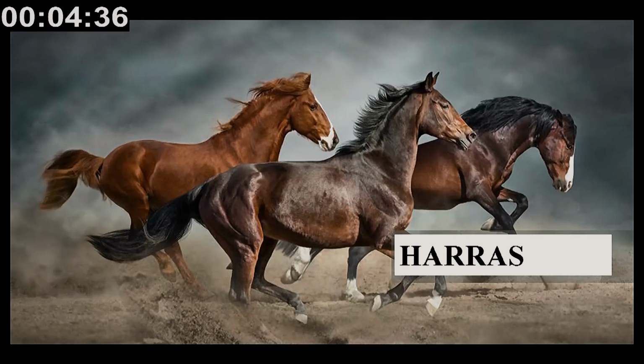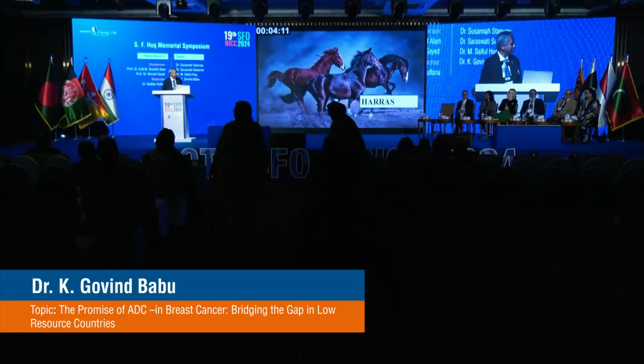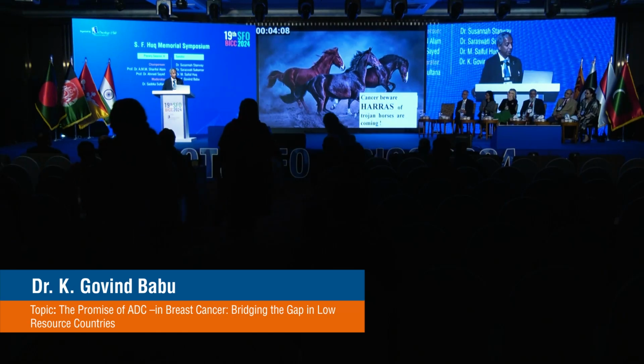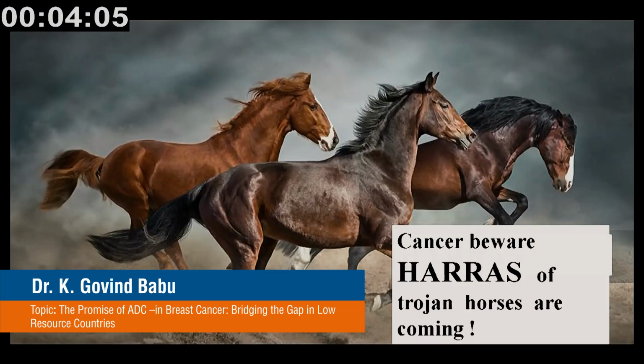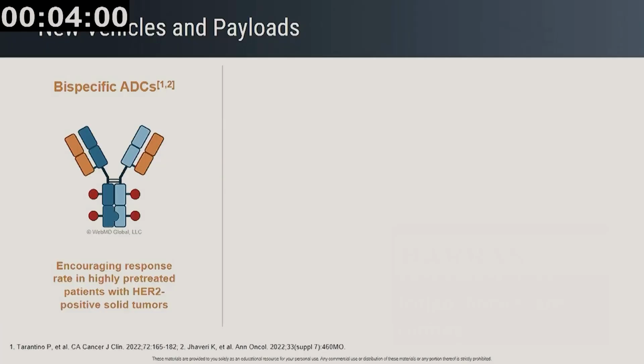So you must be wondering why I'm showing you horses. We are just bringing out a book on the antibody drug conjugate, and I've been given the task of writing the editorial for this. And you remember the Trojan horse that I told you about? So I was just looking at what we can give as a title. And interestingly, harras is the term that is used to describe a herd of horses. So what I said was, I will make this as a title saying, "Cancer beware, harras of Trojan horses are coming."